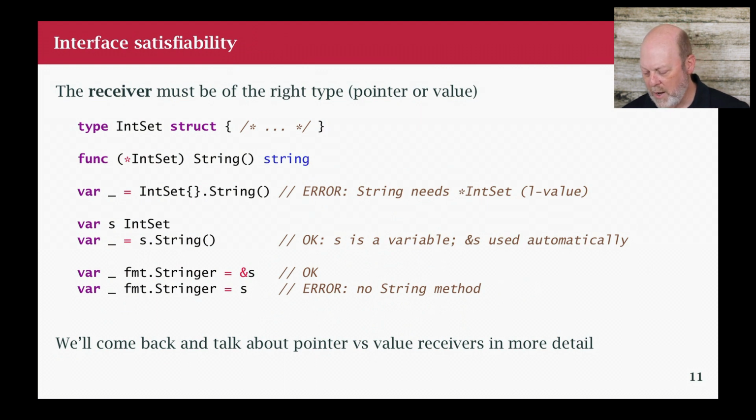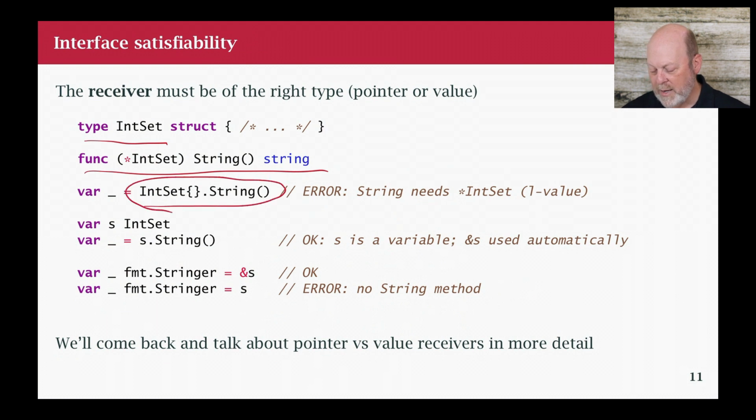Right? And so I have this type Inset, which is actually in the book, and it has a String function, and I want to assign it the String method. And the problem is this doesn't work, because I can't call the String method on an Inset literal. This construction right here, on the right-hand side of the equal sign, is a literal. It's a value that's not really tied anywhere. It doesn't have a place. And if it doesn't have a place, it doesn't have an address. And if it doesn't have an address, we can't have a pointer to it. And therefore, it's impossible to make this call because, in fact, it needs an Inset pointer.